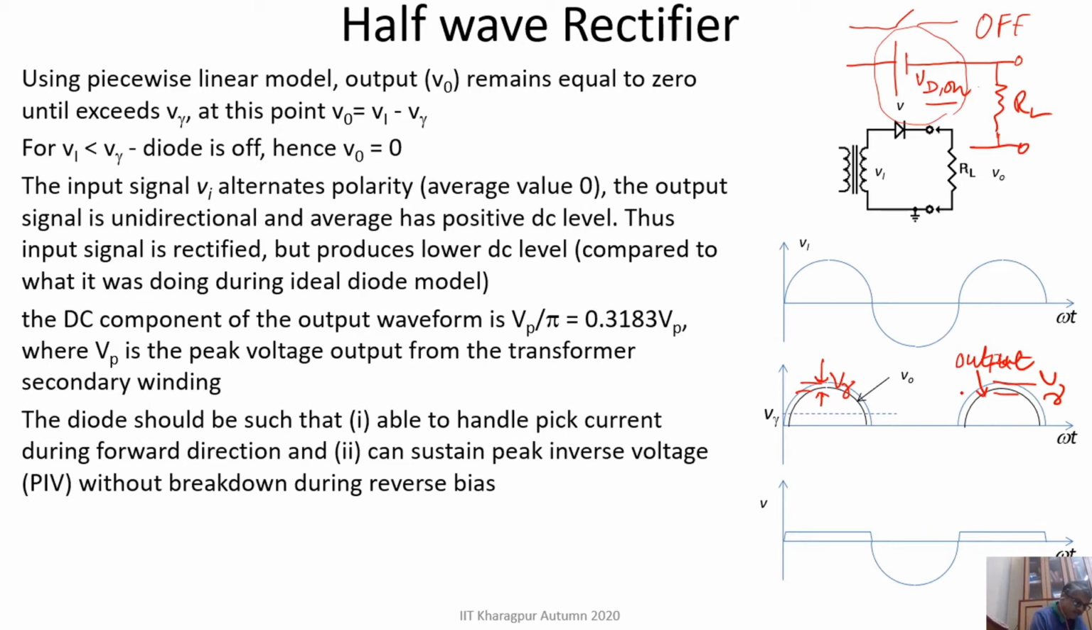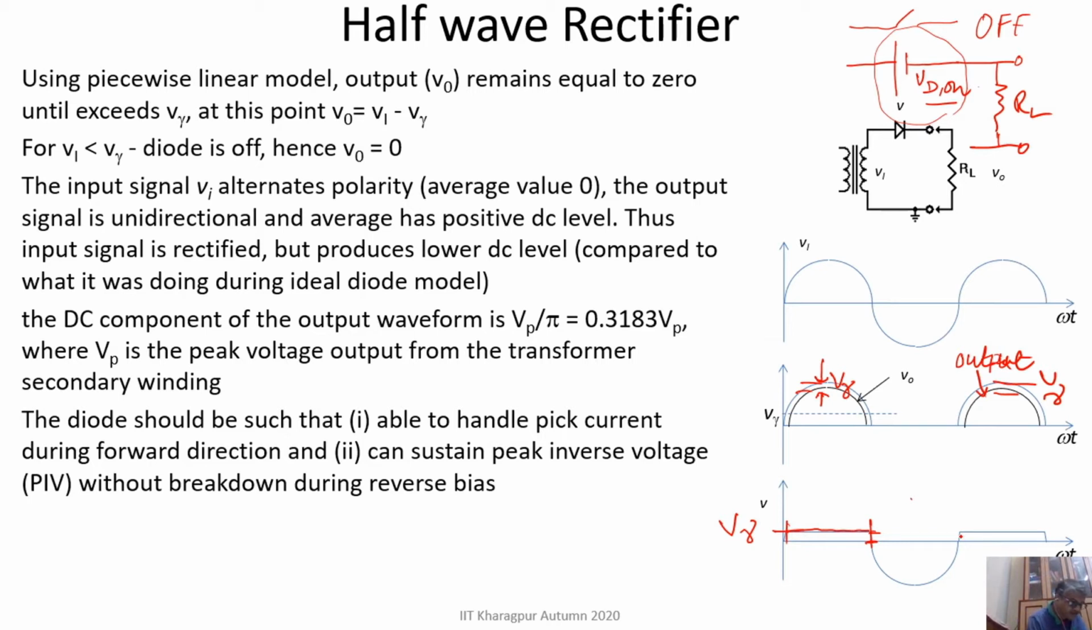Now if I plot the voltage across the diode, this is the voltage across the diode, and this is your V gamma. In the positive half cycle, when the input voltage is more than V gamma or VD on, the diode is on, so this much voltage will be across the diode. Whereas when the diode is off, the entire voltage will be across the diode, because there is no current flowing through RL. I hope this part is clear to you.